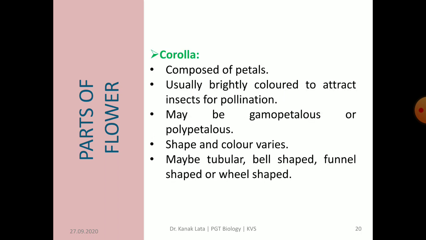Next part of flower is corolla. It consists of petals which are usually brightly colored to attract insects for pollination. Petals may be gamopetalous or polypetalous. Shape and color of petals varies. They are also of different shapes like tubular, bell-shaped, funnel-shaped or wheel-shaped.